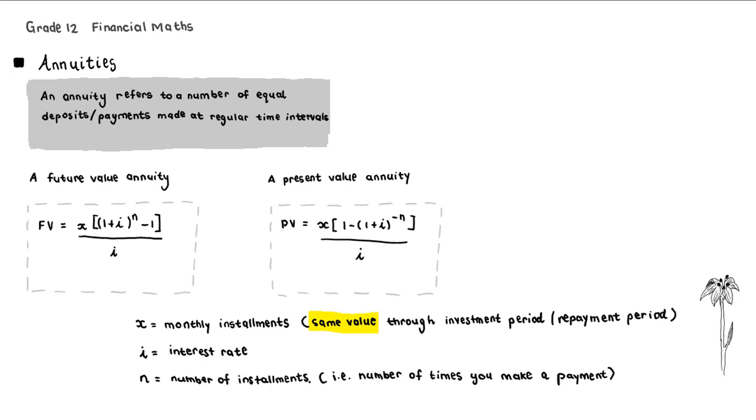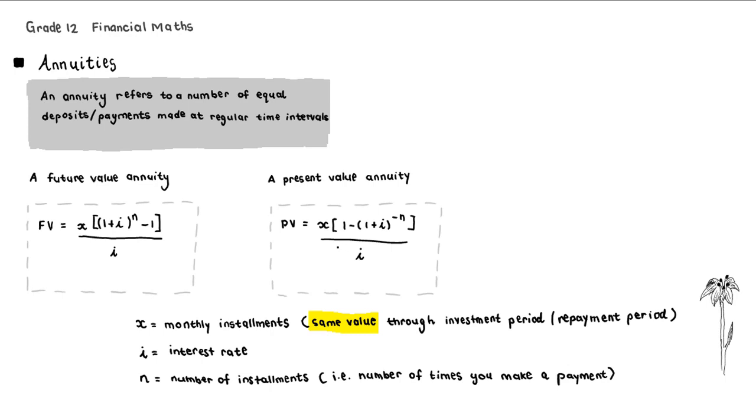So just read your question. If they give you years and they tell you that your interest is being compounded monthly, then the number of times that you're going to make a payment is each month. So you need to convert those years into months.